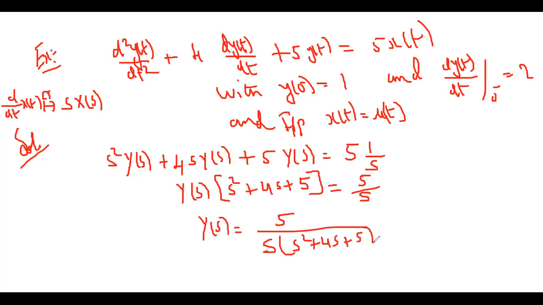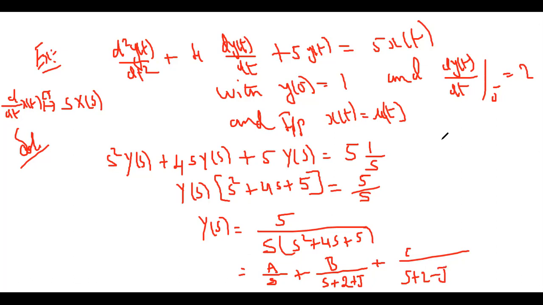Got it, my dear students? Now, what is the s square plus 4s plus 5? There are no direct roots; definitely it is complex roots only. We'll get the complex roots. I'm writing directly here a by s plus b by, and this function you can write as s plus 2 plus j, plus c by s plus 2 minus j.